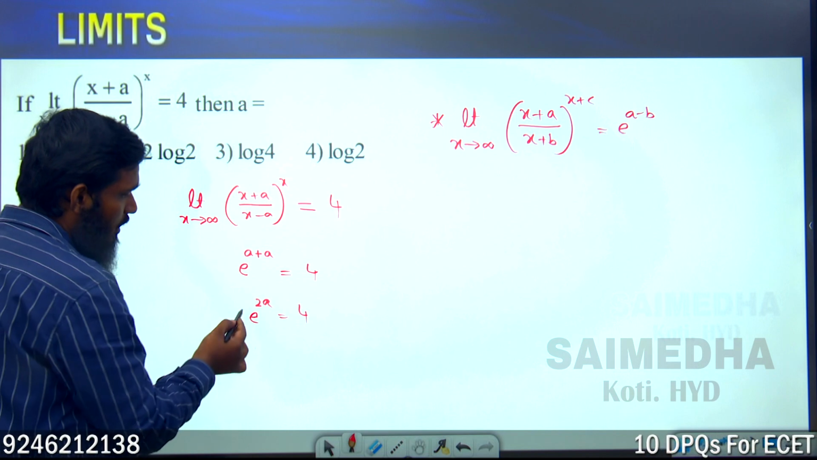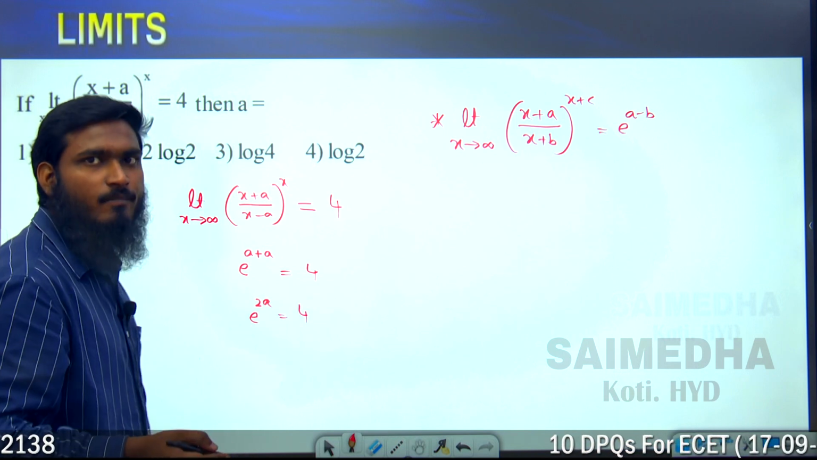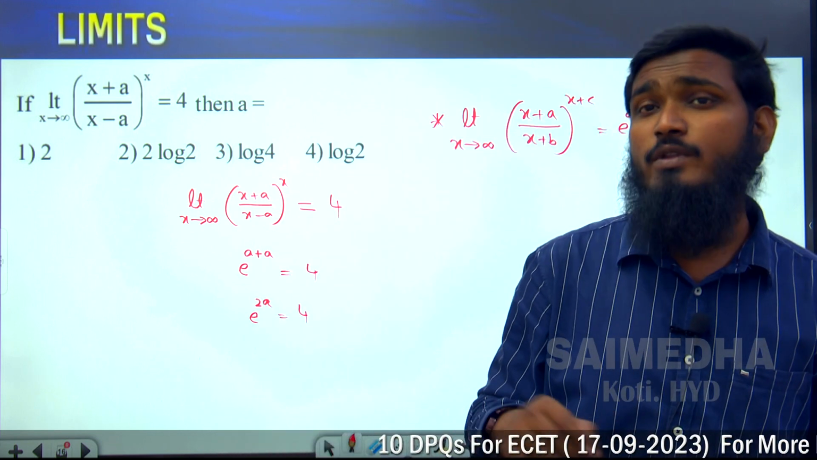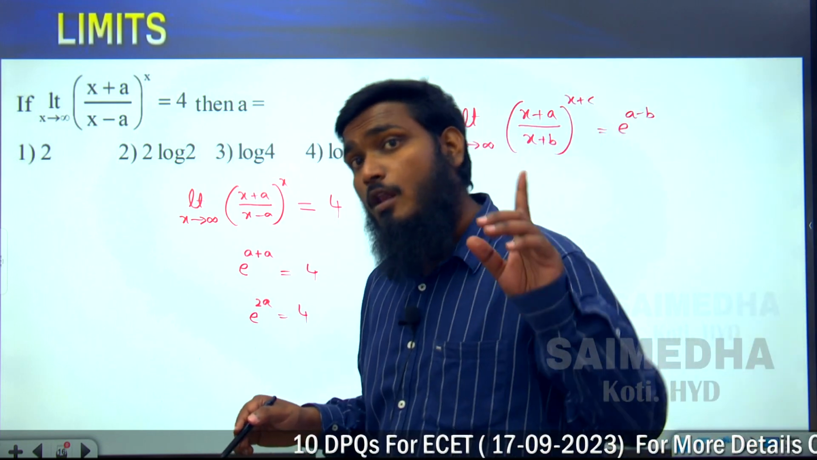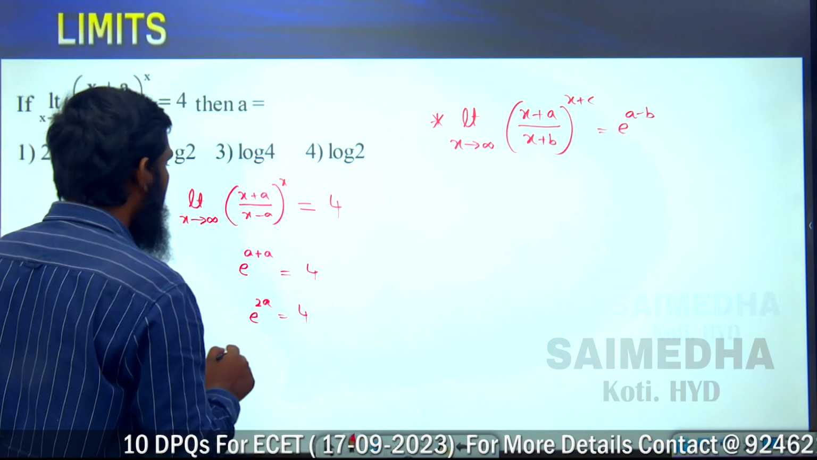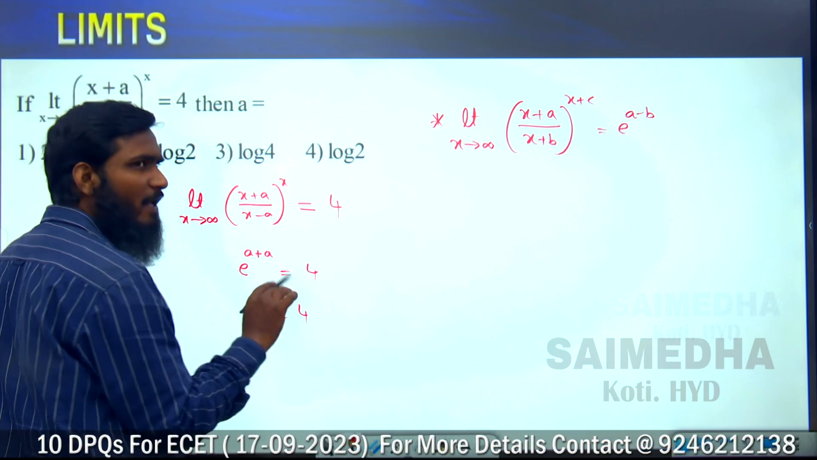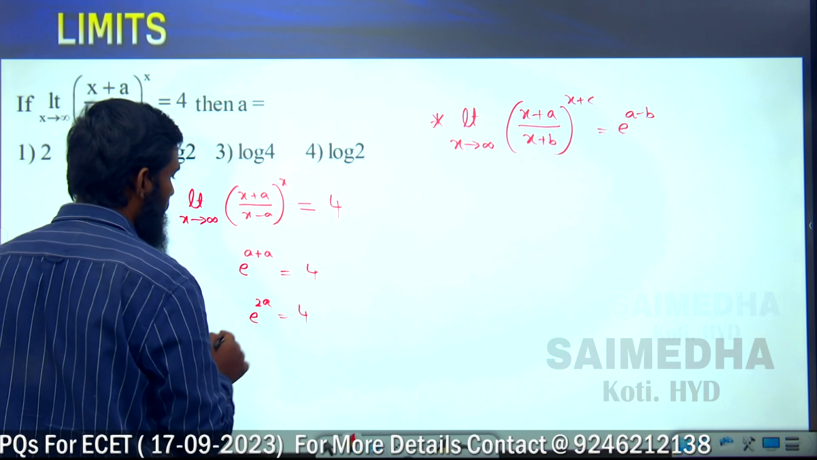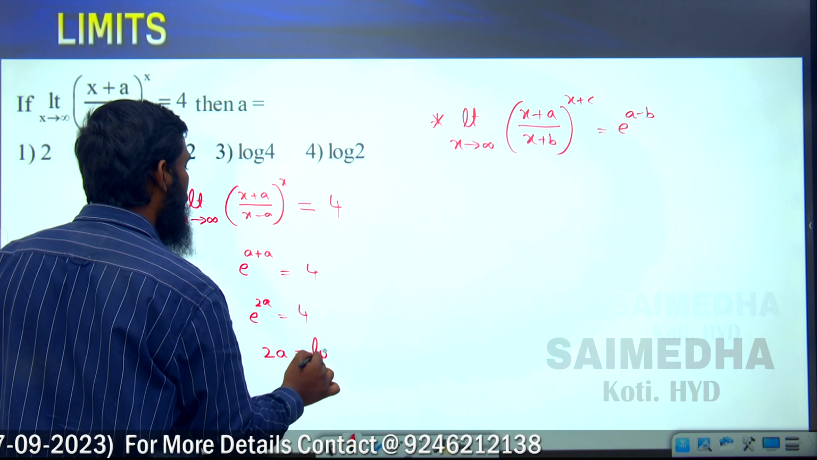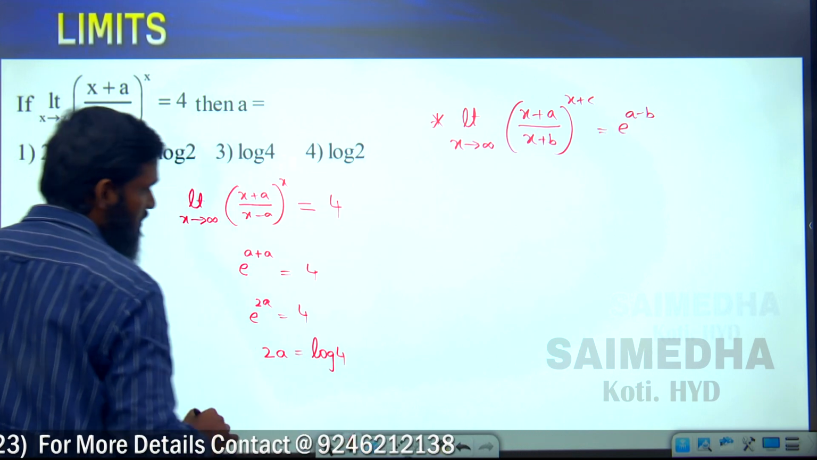Now if you send the e to the other side, it will become log. e to the other side becomes log, and log to the other side becomes e power. Like that we have to remember. Or else you can apply log on both sides. That part is also simple. So sending e to the other side, it becomes 2a equals log 4.